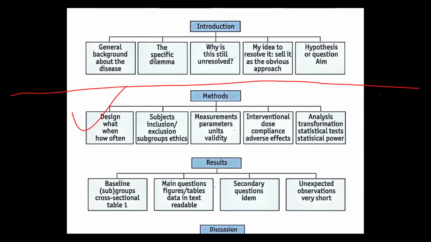The design, give us the design of the study. What is the study all about, when, and how often does this occur? Within the methodology, you tell us in terms of the inclusions of the sample. What does your sample include? Which are the excluded subgroups?